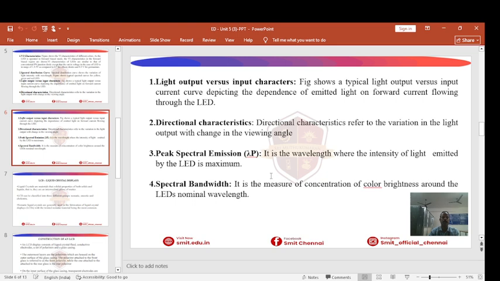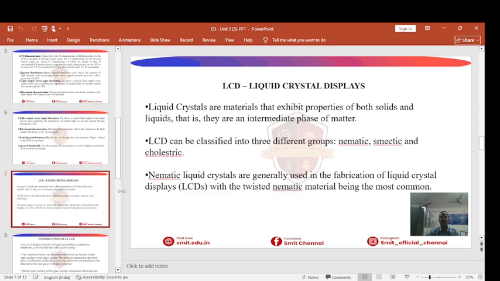Next, we are going to see the LCD, which is another display device. It is called a liquid crystal display. An LCD is a flat panel display device that controls the transmission of light using liquid crystal modules. Unlike LEDs, LCDs do not produce light. They modulate light from the backlight or an ambient source. Liquid crystals possess the properties of solids as well as liquids. They flow like liquids but maintain a molecular alignment like crystals.